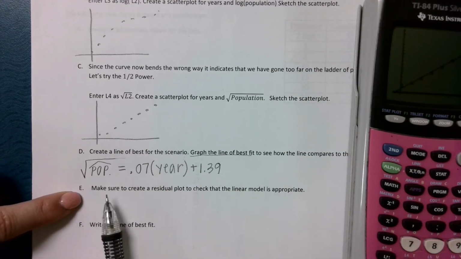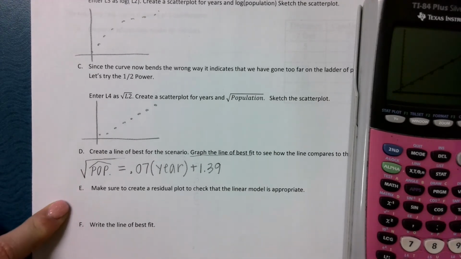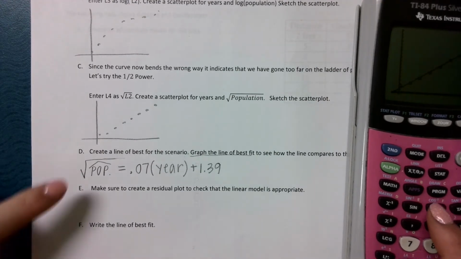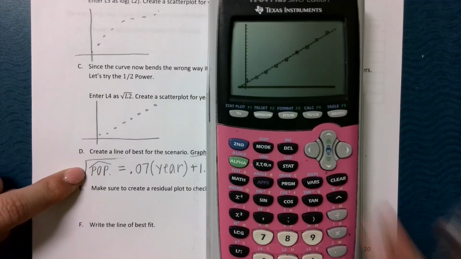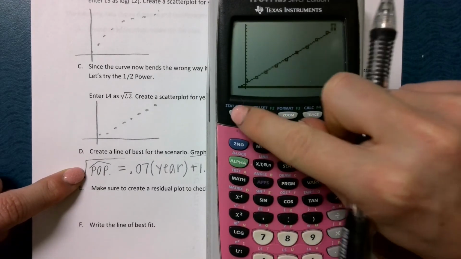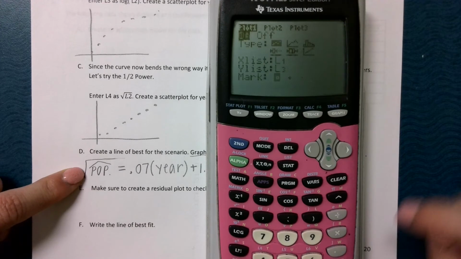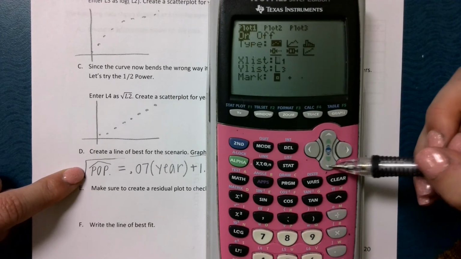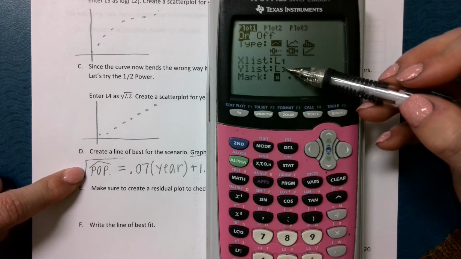Okay, the last thing that we want to do is make sure to create a residual plot to check that a linear model is appropriate. We have our line of best fit, so we're going to go back to our stat plot, so second y equals. I'm keeping my L1, but I now want this L3 to be a residual.